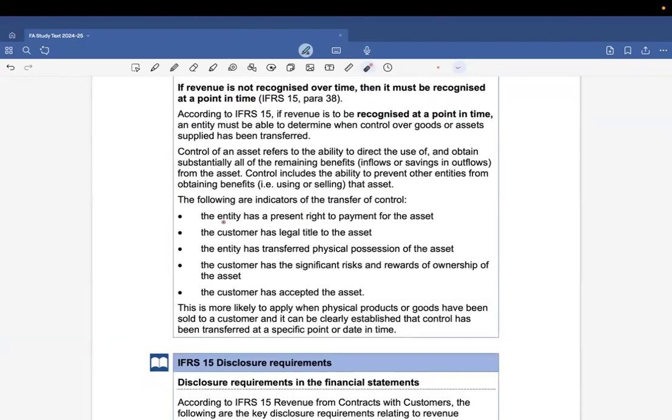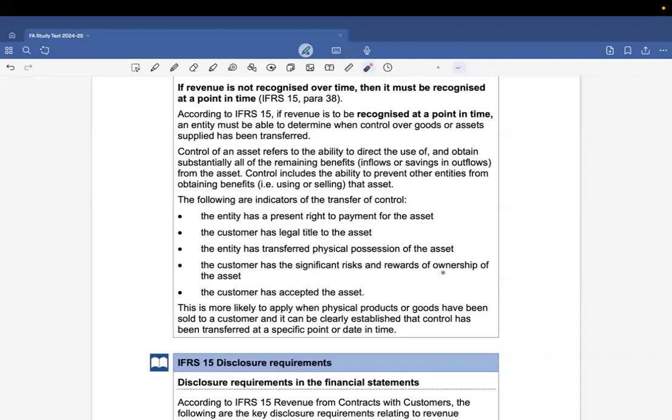The first one is that the entity has a present right to payment for the asset. So the entity is going to have the right to be paid for the asset. Then there is control. The second one is that the customer has the legal title to the asset. Then the control obligation is met. Next, the entity has actually transferred the product to the customer, then the entity can realize the revenue.